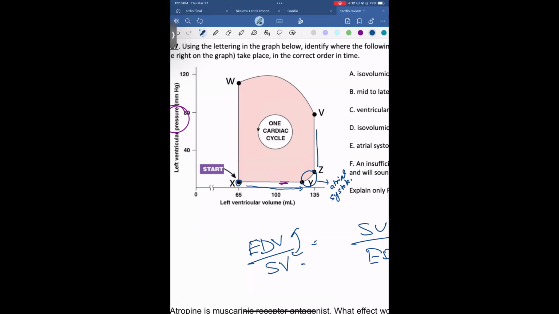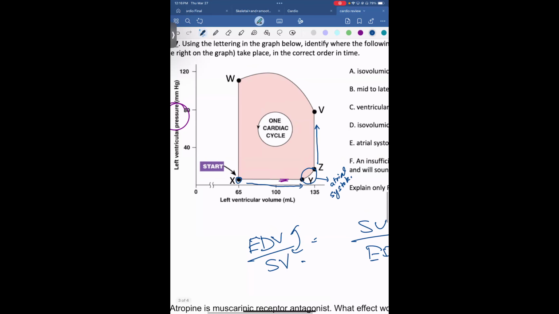And then the ventricle starts to contract, but the valves are still closed. So the volume is not going to change. So this is isovolumic contraction. Yes. Yeah, I think so. Is it called atrial kick? Atrial systole? Sure. Yeah, it's just the last squeezing of the bit of blood.